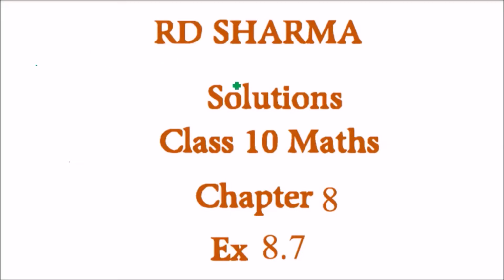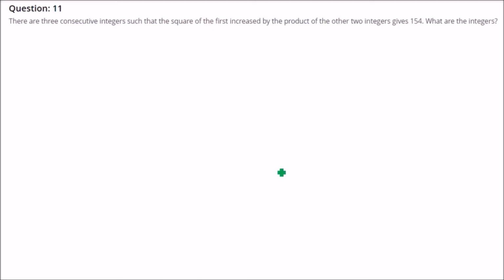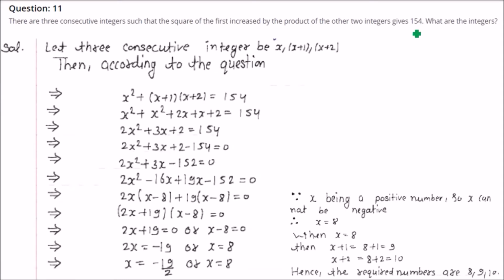We are taking R.D. Sharma solution, class 10 maths, chapter 8, exercise 8.7. Now there are three consecutive integers such that the squares of the first increased by the product of the other two integers gives 154. What are the integers?